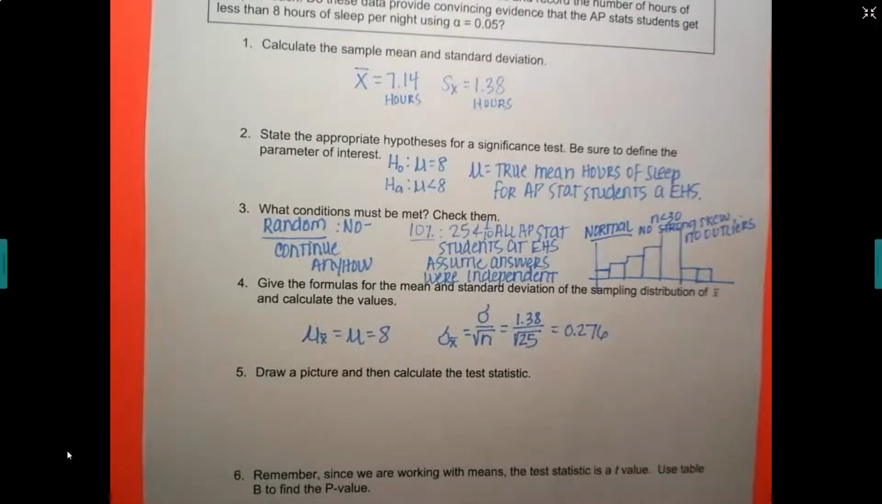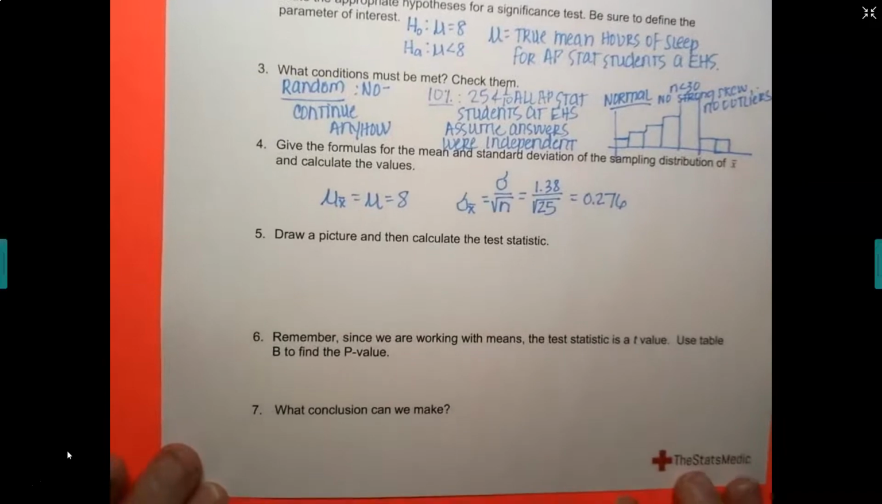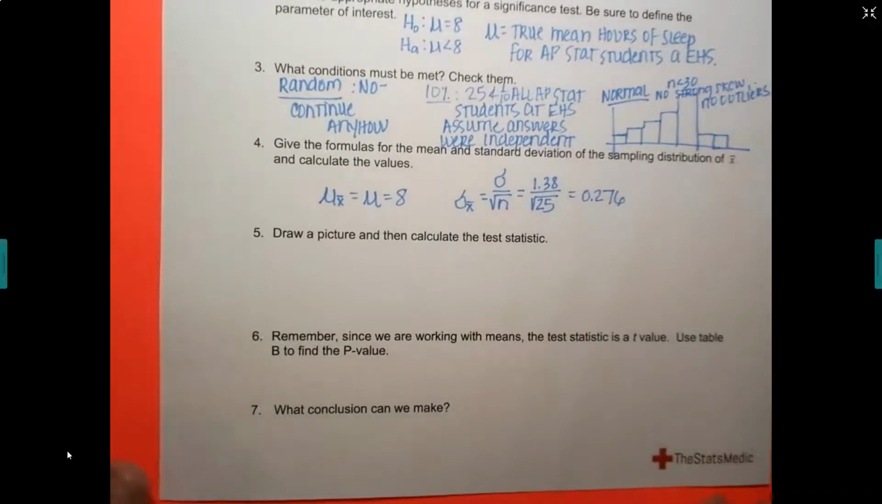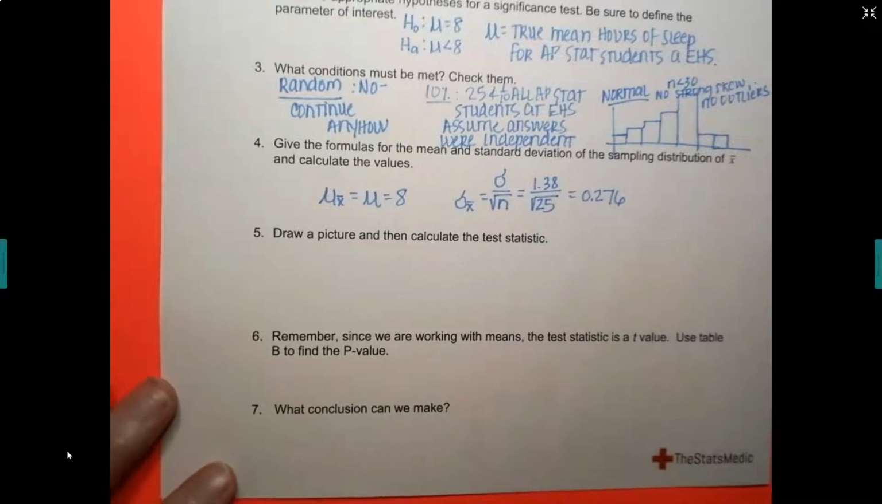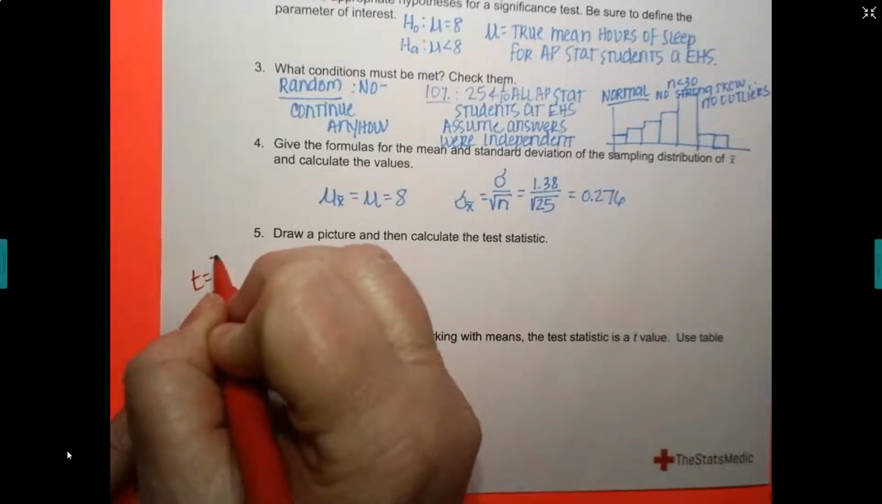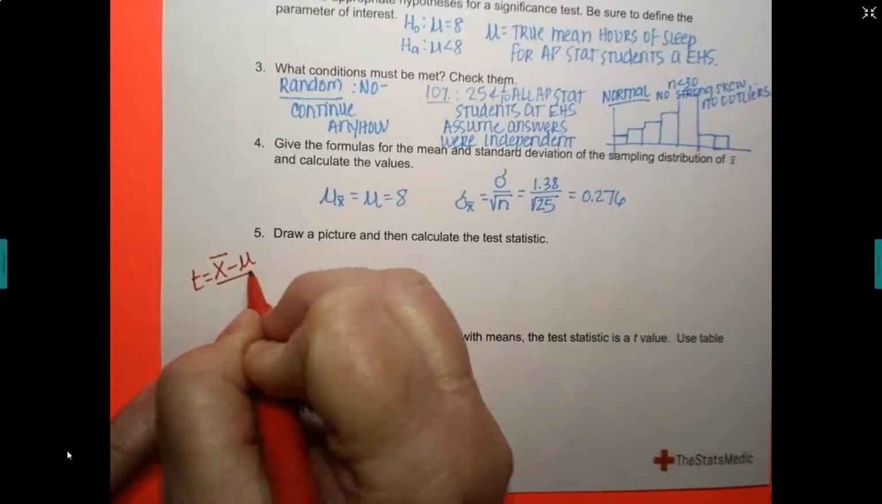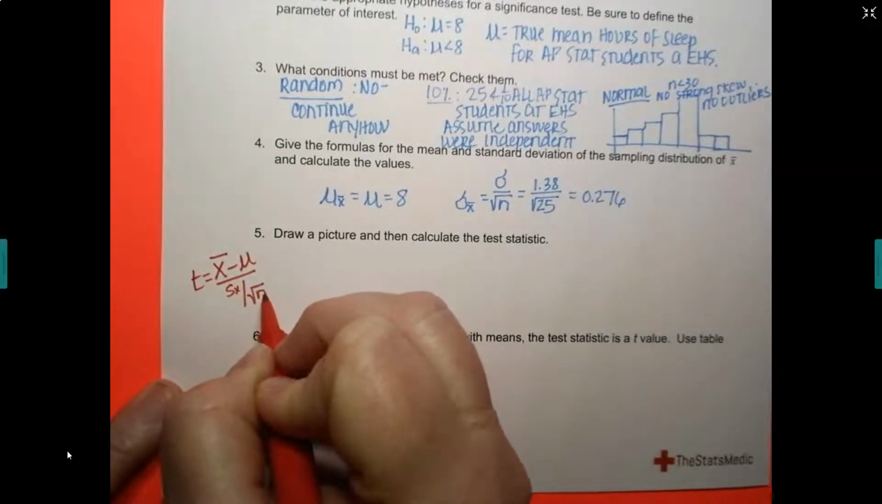And that's going to give us a standard deviation of 0.276. All right, so we're going to calculate our test statistic here. Now, how this is different, because we're talking about means and our standard deviation is coming from our sample, we have to use that t-distribution, okay? So the t-distribution formula looks a lot like the z. It doesn't really set up a whole lot different. And we're going to have this sample standard deviation divided by the square root of n.